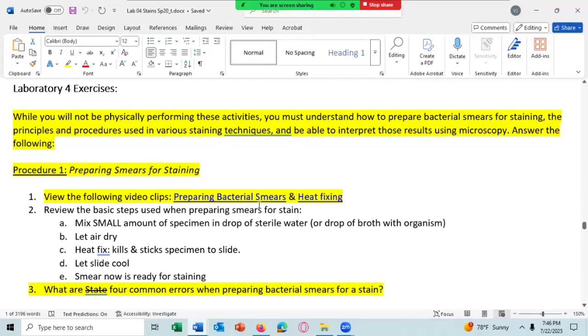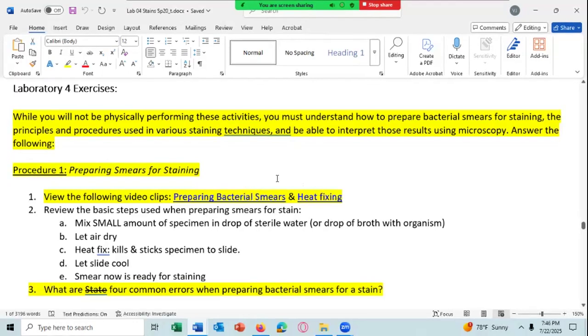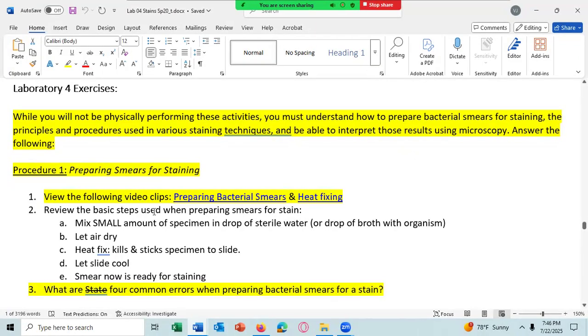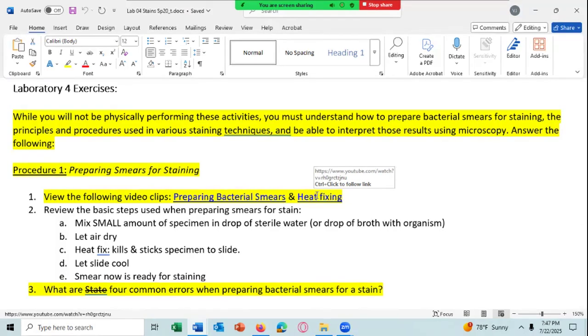Anyways, you must know the various staining techniques and be able to interpret the results using the microscope. So answer the following. For procedure 1, we're preparing a smear for staining. View the following video clips on preparing a bacterial smear and heat fixing the slide. Before you heat fix it, remember you have to air dry. So you make a bacterial smear, air dry the slide, and then you heat fix it. The air drying and the heat fixing will attach the bacteria to the glass so the cells do not wash off.